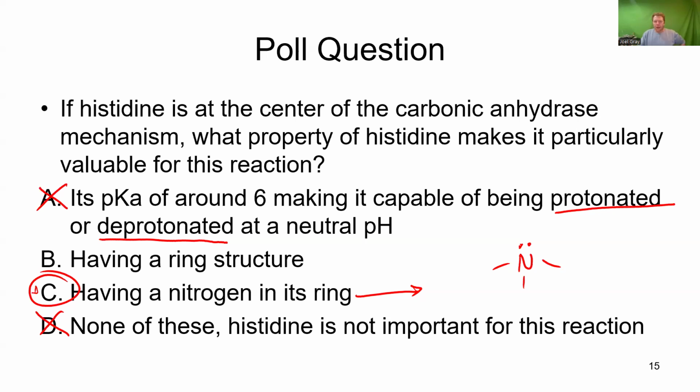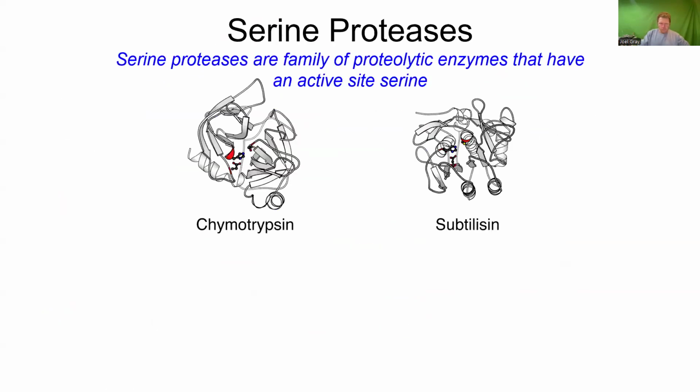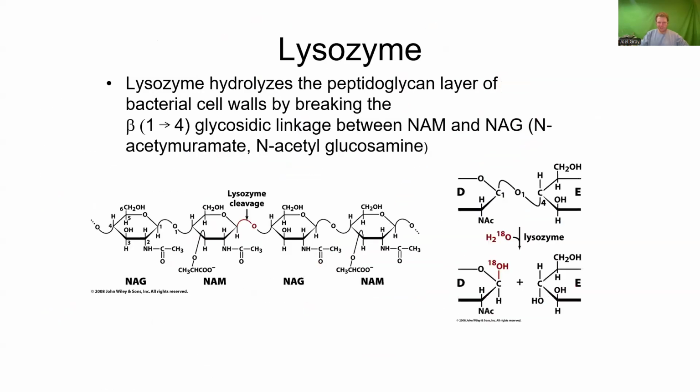Okay. Now, the next mechanism that I'm going to go over, actually, I'm going to skip over this lysozyme mechanism. Well, I'll touch on it very briefly. Lysozyme is an enzyme that breaks cell walls, hydrolyzes the peptidoglycan layer of bacterial cell walls.